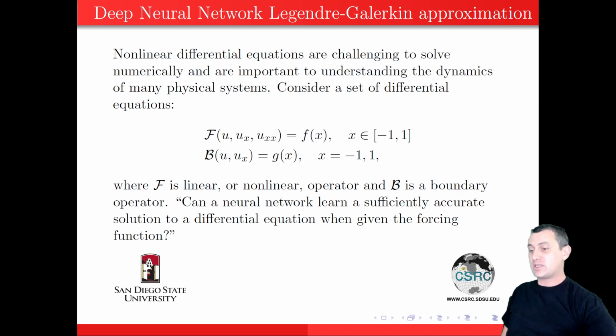We demonstrated that the Legendre-Galerkin deep neural network finds sufficiently accurate solutions to partial differential equations, given enough time and a large enough data set, and that our solutions or models were on the order of 10 to the negative 5th or 10 to the negative 6th.